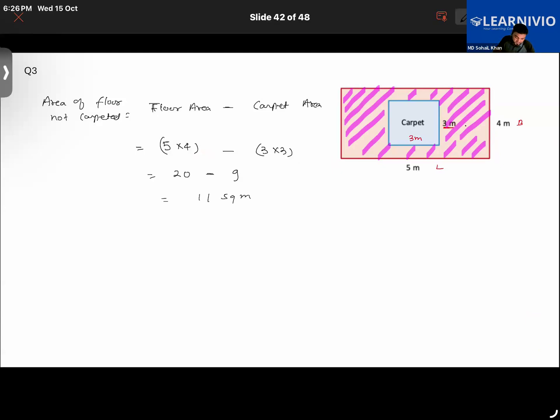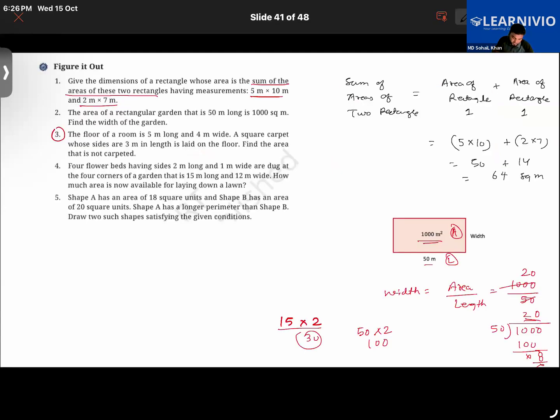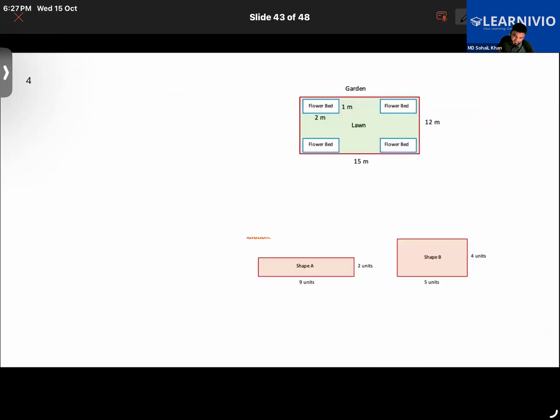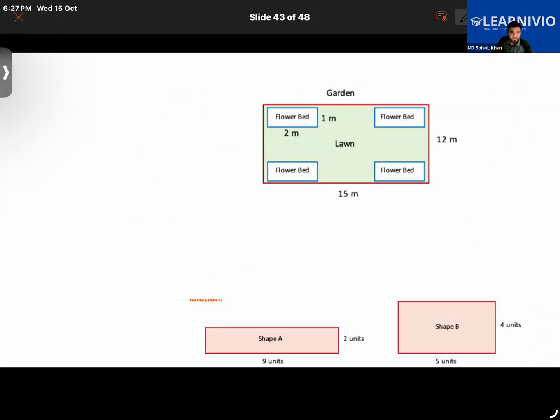Okay. Now, similarly, look at question number 4. In question number 4, flower beds having sides 2 meter long and 1 meter wide have been dug on the four corners of a garden that is 15-meter long and 12-meter wide. How much area is now available for laying down a lawn? Take a look at this diagram here. The length and breadth of the garden is given. On the four corners, flower beds have been dug out whose length and breadth is also given.